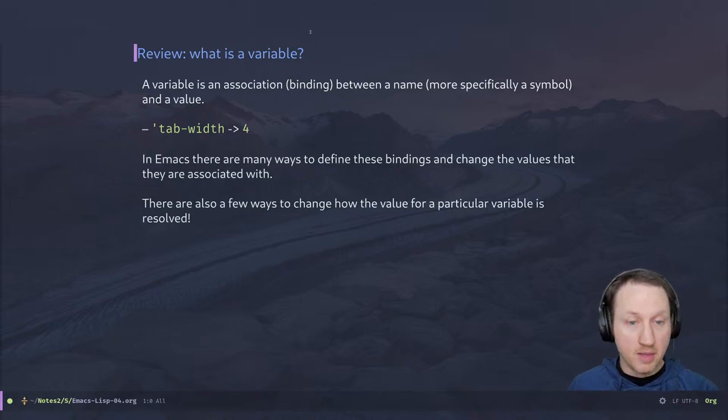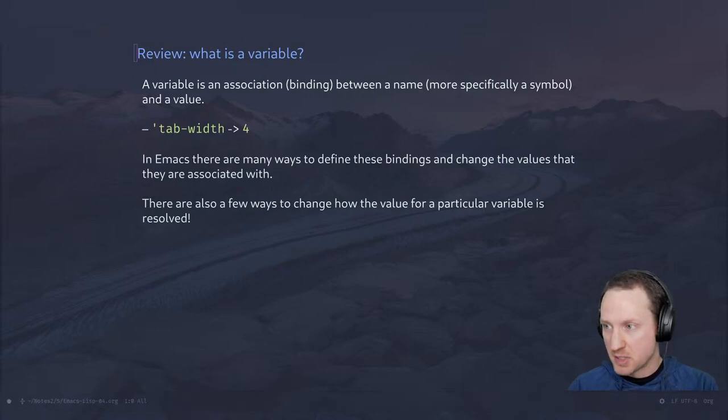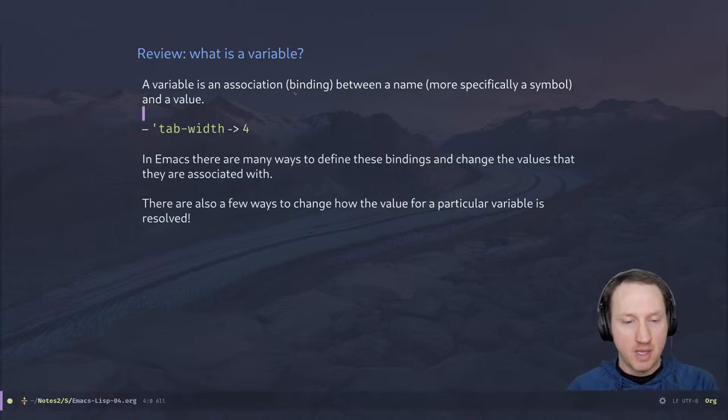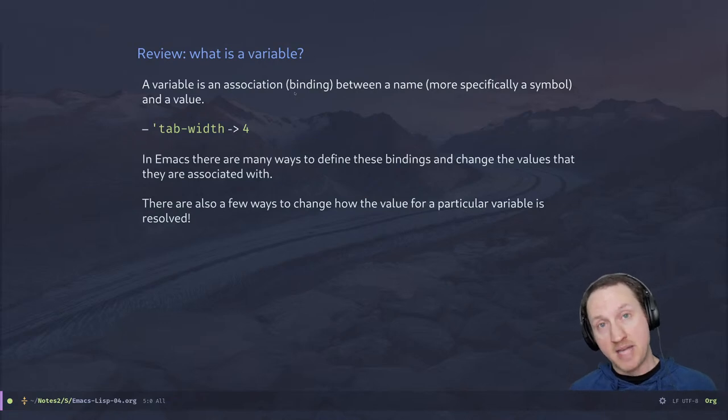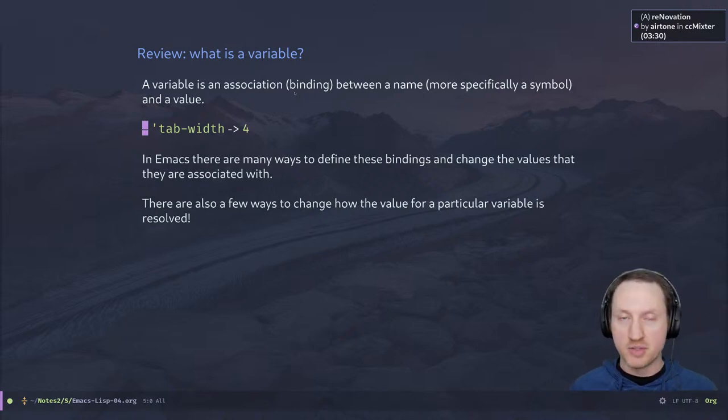All right. So let's talk about what a variable is. We've talked about this a little bit before in this series and in other videos on this channel, but let's go into more core detail about what a variable actually is. A variable is an association between a specific name and a value. More specifically in Emacs Lisp, this is what they call a binding, between a symbol, or a name, basically, and a specific value. So you can think of the tab width variable as a symbol called tab-width that maps to, or is bound to, the value of 4. Whenever you set a value inside of a variable in Emacs Lisp, you're changing the binding of the symbol called tab-width to the value 4 or whatever else you set it to.